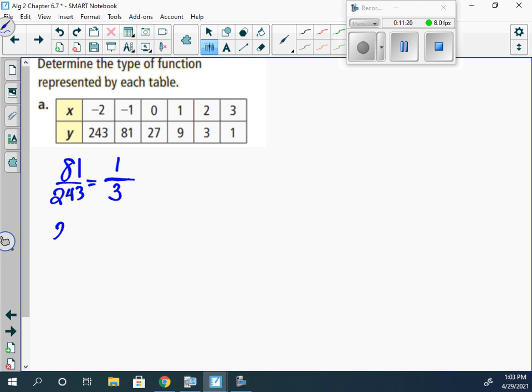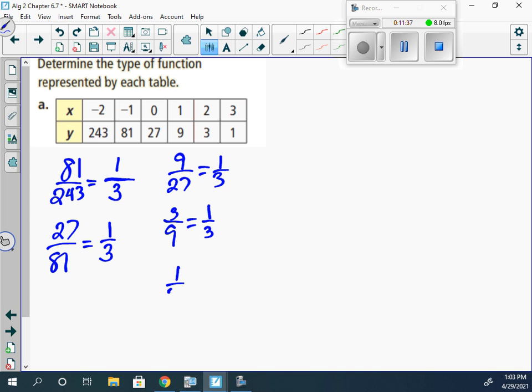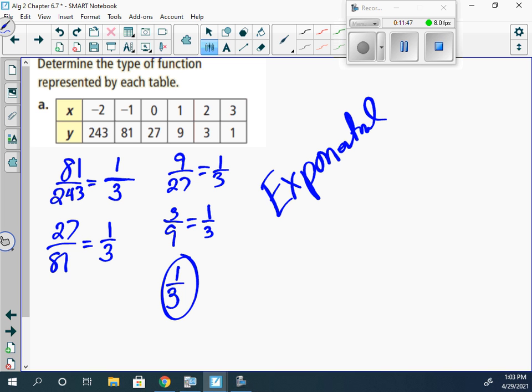Because we can do 27 over 81, which would reduce to 1/3. Then we'd have 9 over 27, which would be 1/3. 3 over 9 is 1/3. And last but not least, we have 1 over 3, which is just 1/3. So this here would be exponential. Any questions on any of these here so far?